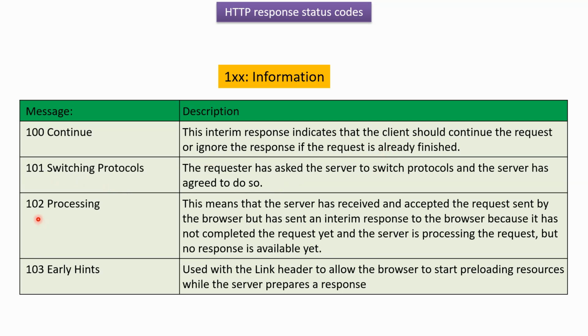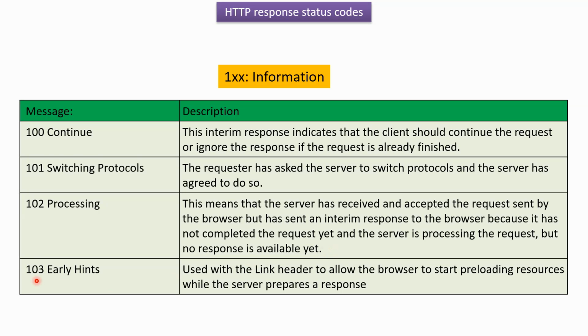Status code 102 processing, which means the server has received and accepted the request sent by the browser, but has sent an interim response because the server has not completed the request yet. The server is processing the request, but no response is available yet.